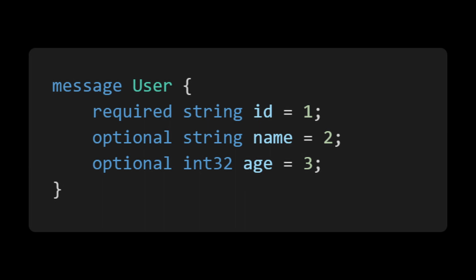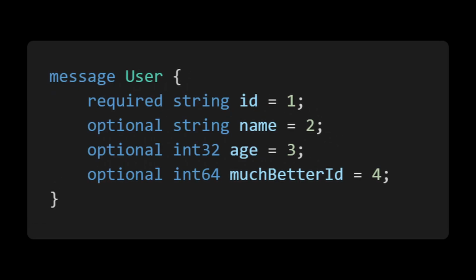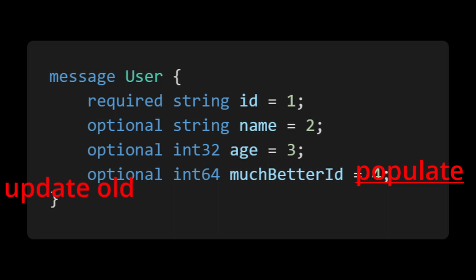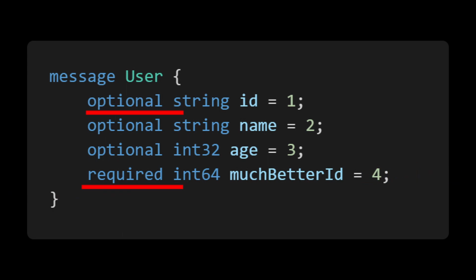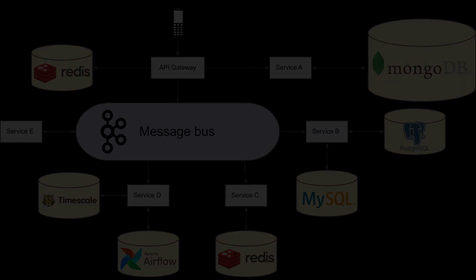The actual way to do these changes is add muchBetterID as an optional field, make sure it's populated in all new data, and update all old data to include muchBetterID. Then you could make it required without breaking anything. Doesn't sound too complicated, but imagine an actual large system.